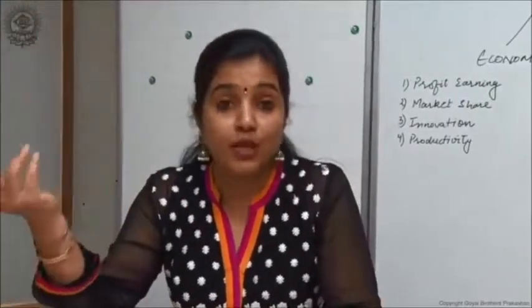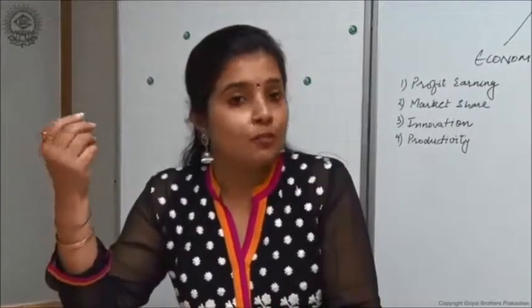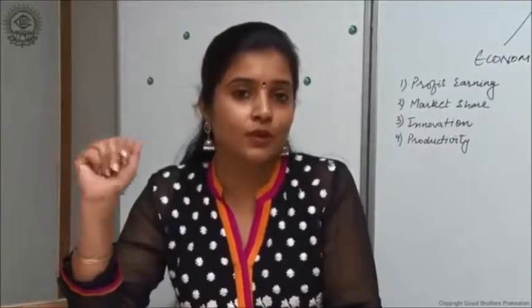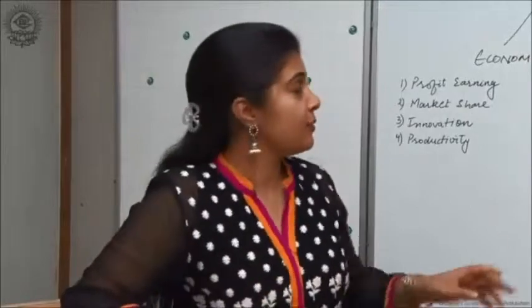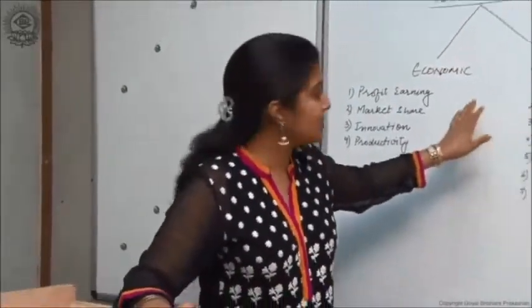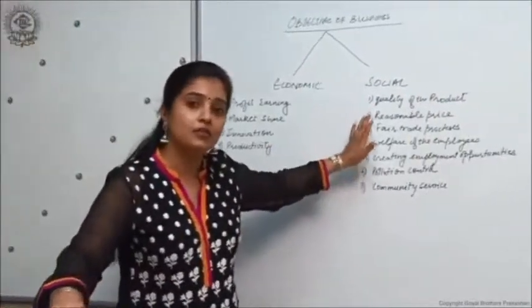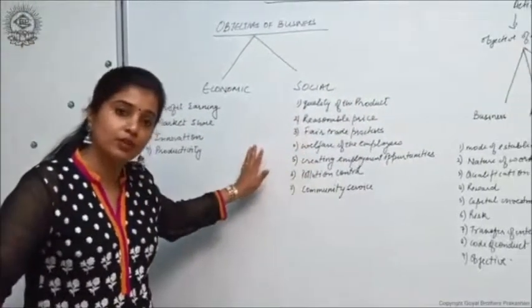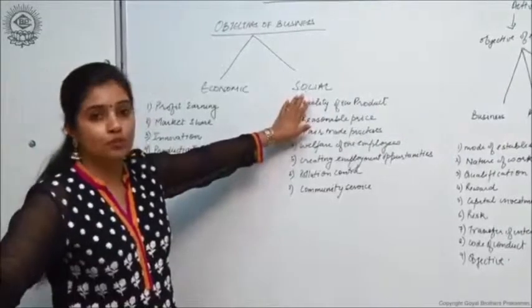अगर आप बिजनेस शुरू करते हो तो आपके मेन ऑब्जेक्टिव क्या है उस बिजनेस एक्टिविटी को अंडरटेक करने का. Business objectives can basically be divided into two types, that is economic and social. We have economic objectives and we have social objectives.